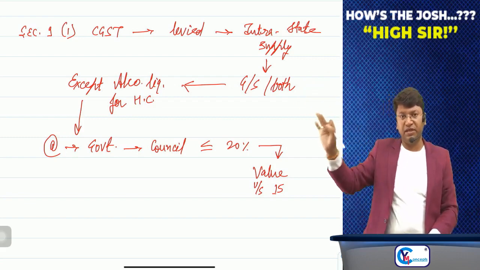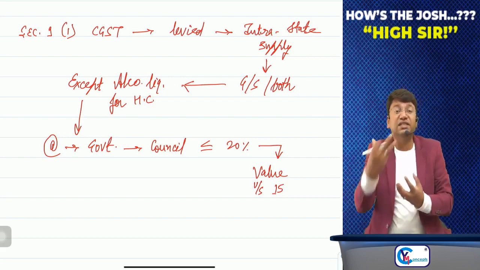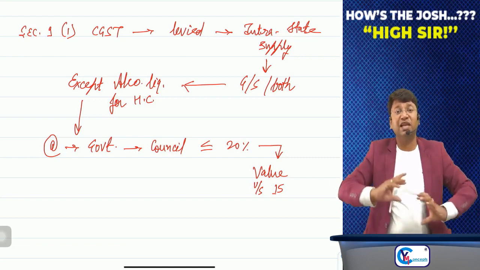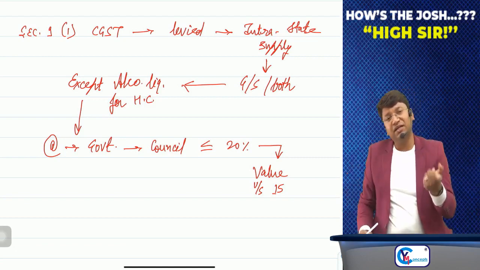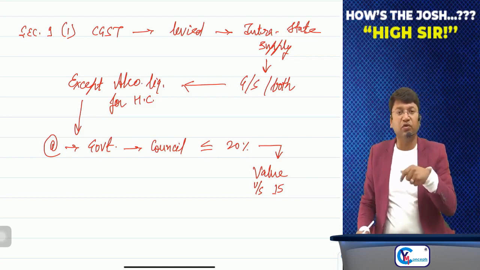Sir, valuation, a separate chapter itself is given. Okay, sir, because you know it's indirect tax. It's charged on transaction. If I am selling some goods to you for rupees 1 lakh, then GST will be charged on 1 lakh. Okay, so value. GST is charged on value, not on income.